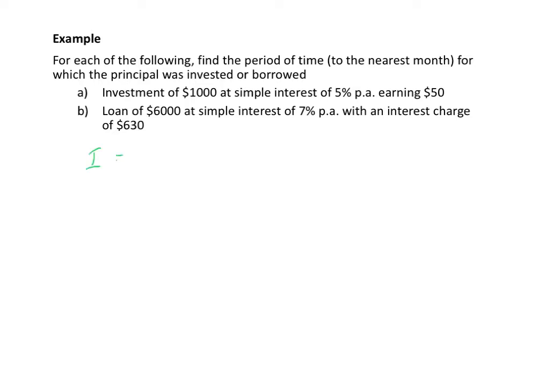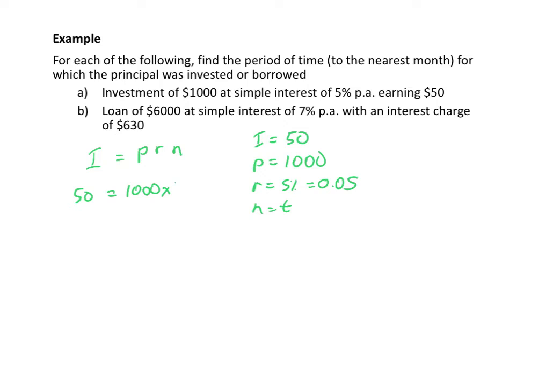So interest is equal to principal times the rate times the term, and then writing down what information I do know. I know my interest was 50, my principal was 1,000. I know my interest rate was 5%, which divided by 100 is equal to 0.05, and I want to find my term. So substituting in the values that I do know, so 50 is equal to 1,000 times 0.05 times n.